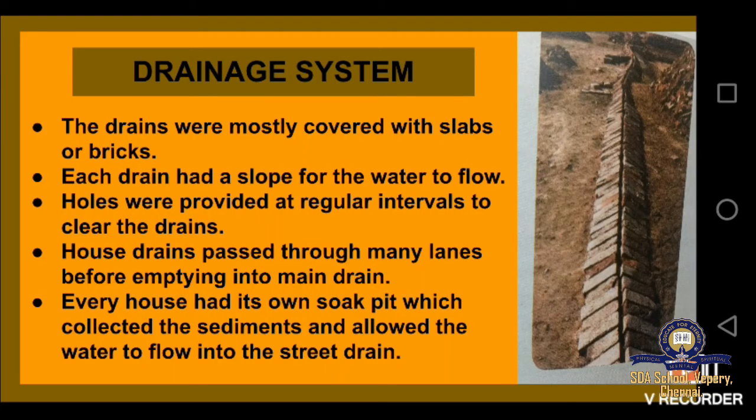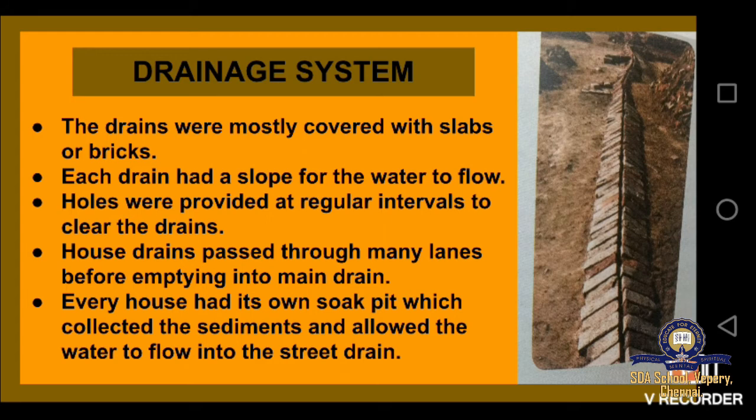So next, let's see about the drainage system. At the right corner, you see how their drainage system looks. The drains were mostly covered with slabs, like you see in the picture, or bricks. And each drain had a slope for the water to flow. So they were sloped so that the water was allowed to flow properly. And holes were provided at regular intervals, at proper places, so that the drainage could flow properly.